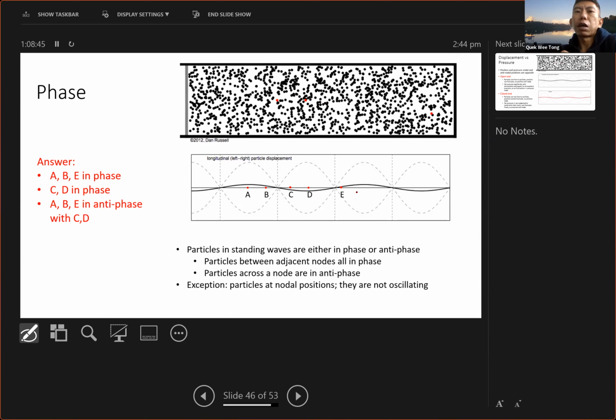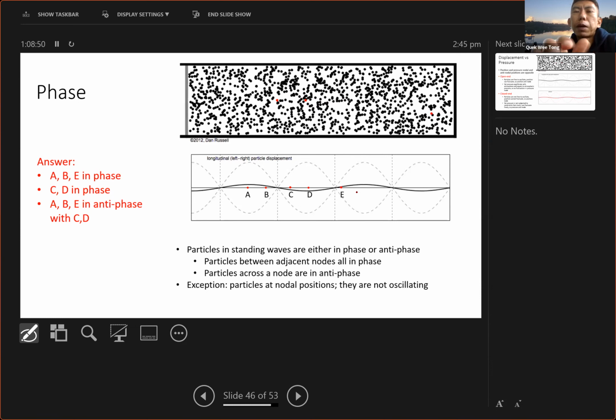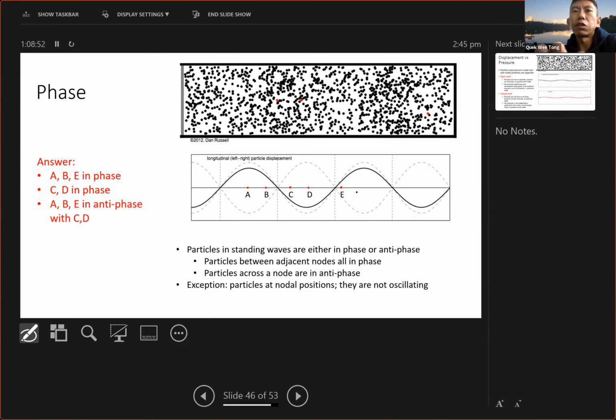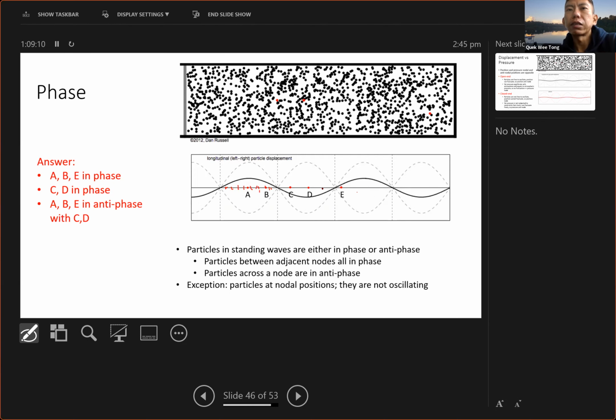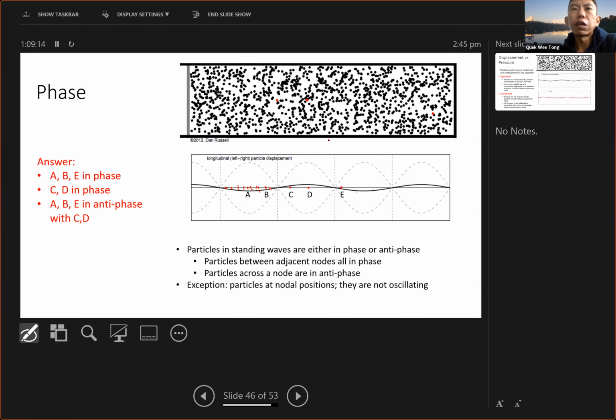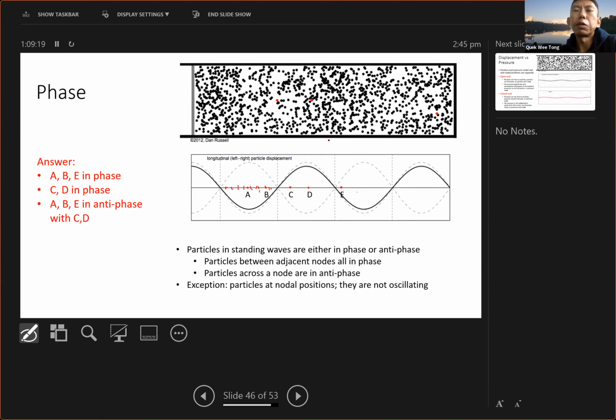With this, we can come to a conclusion that anytime you have particles between 2 adjacent nodes, all the particles there must be in phase. This also includes here, here, here, any point, all these are in phase. Then when you go across a node to the other side, you will be in antiphase with them. So for a standing wave, the phase relationship is only 0 or 180. Nothing in between.